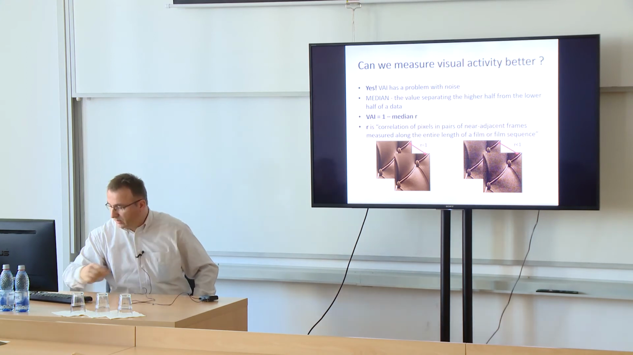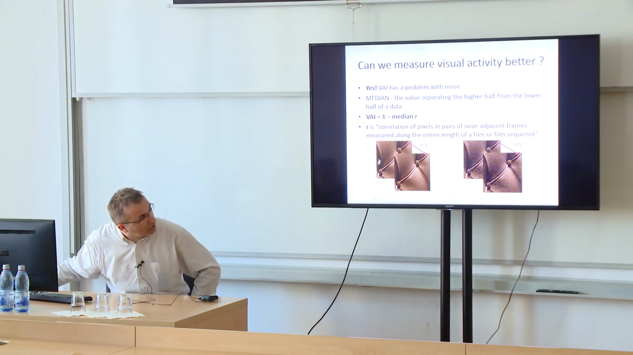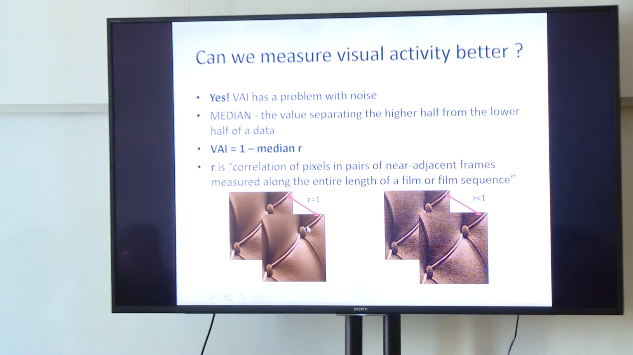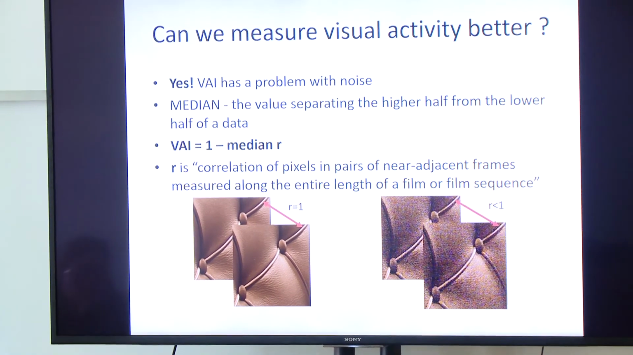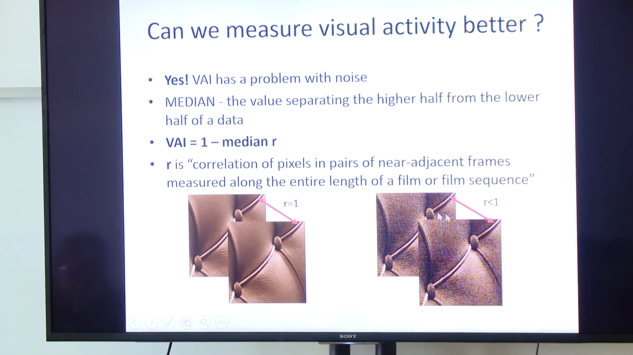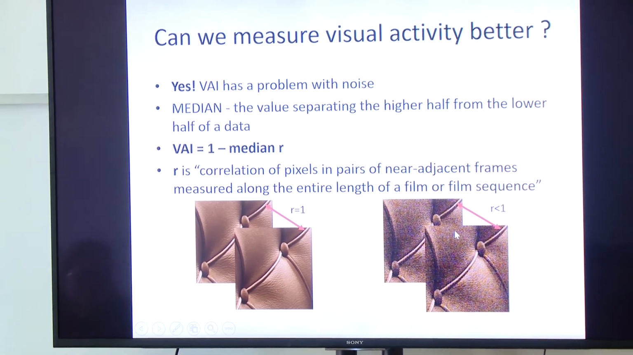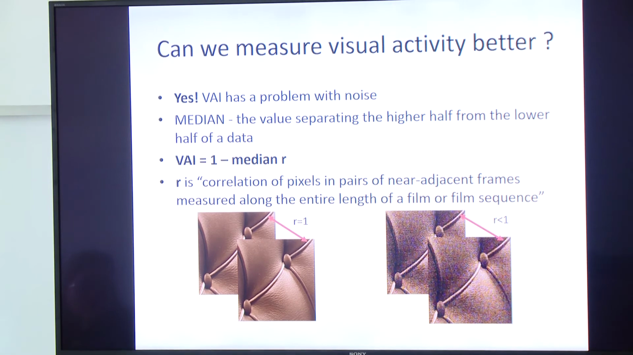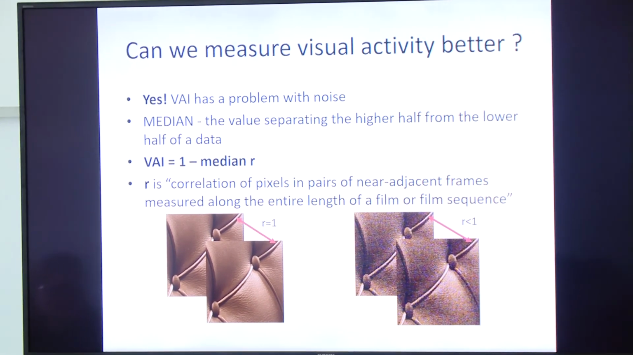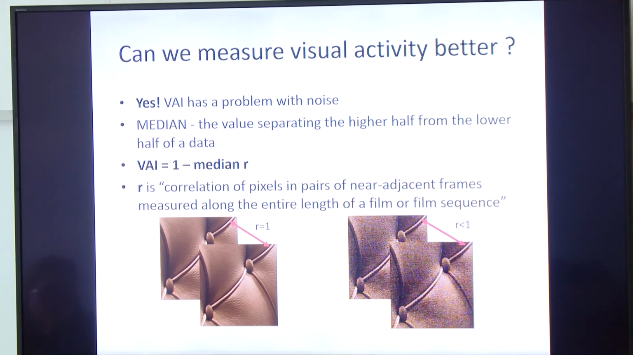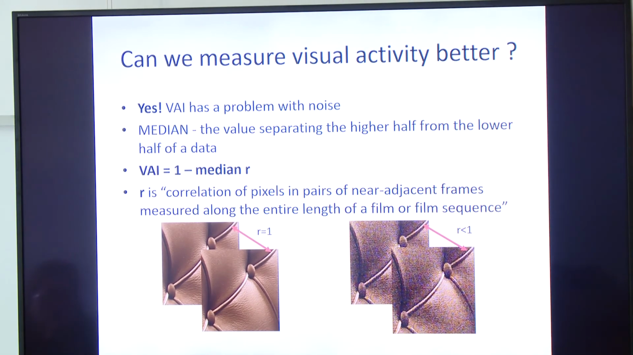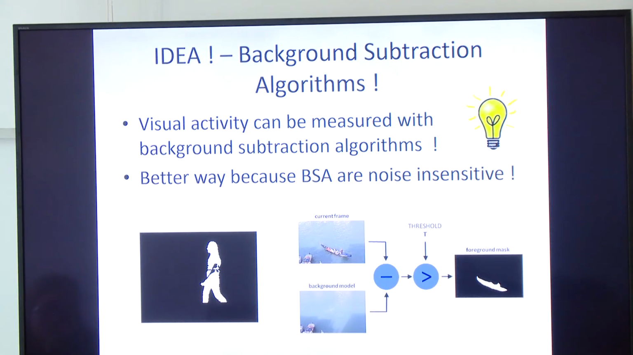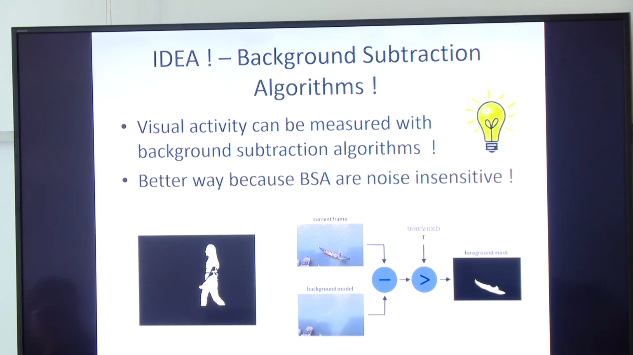But when you have noise, then this correlation between the same frames is not 1. It's lower than 1, because the pixels are not the same when you have noise, of course. So visual activity index measures noise as visual activity, but that's wrong. Noise is not visual activity, of course. So the idea is to use a background subtraction algorithm to measure visual activity.